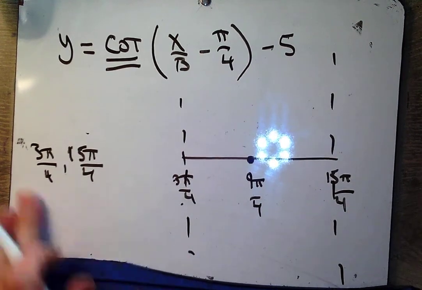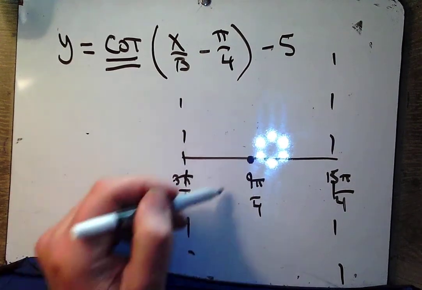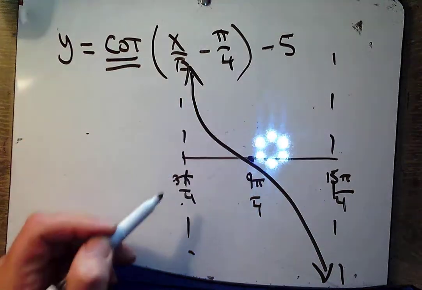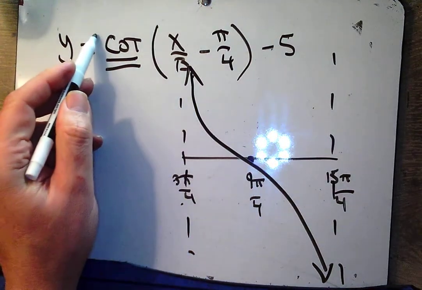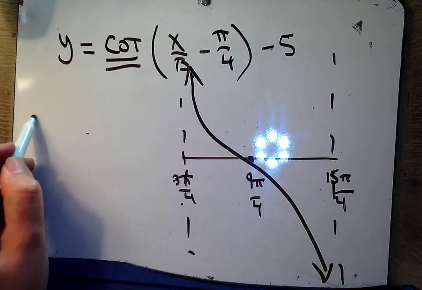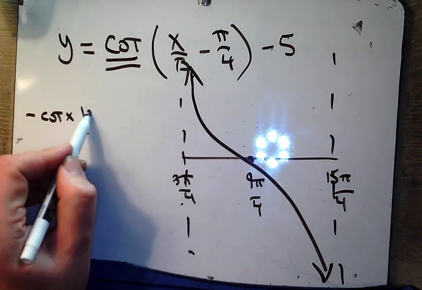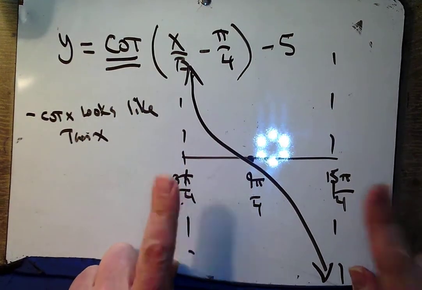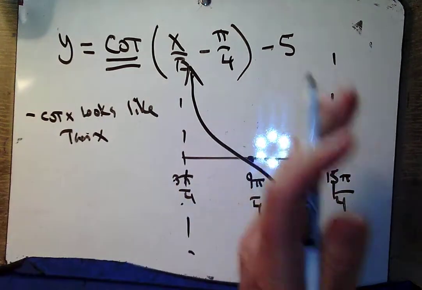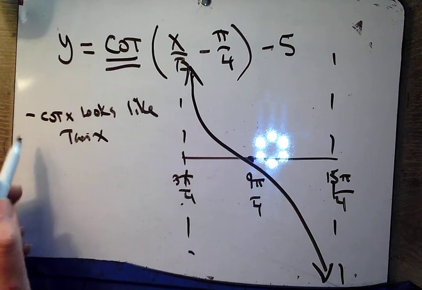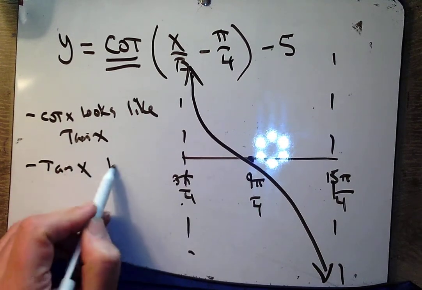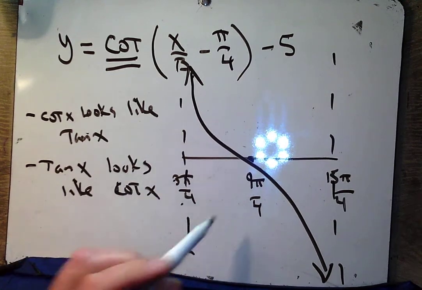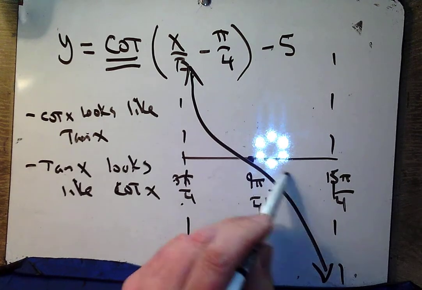9 pi over 4. Okay, and what about the shape? Is it this? No. It's cotangent. Cotangent's shape is like that. Of course, if we had negative cotangent, we'd draw this. Negative cotangent looks like tangent, except the vertical asymptotes are in the wrong place because we've shifted to make cotangent from tangent. And negative tangent looks like cotangent does.